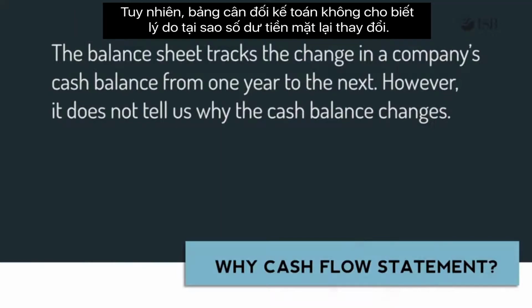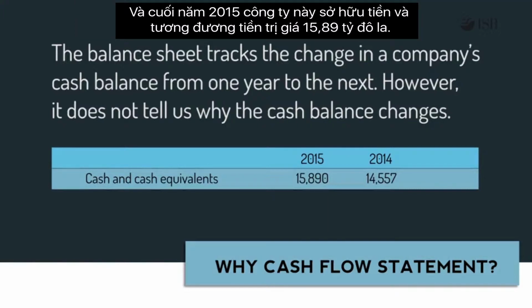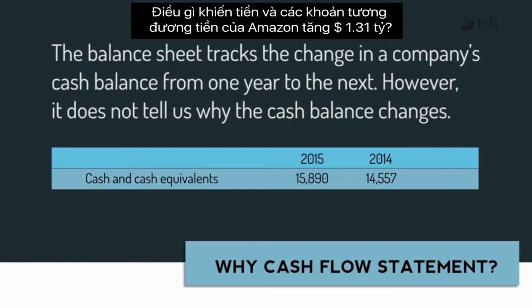However, it does not tell us why the cash balance changes. For example, Amazon had cash and cash equivalents worth $14.58 billion at the end of 2014 and cash and cash equivalents worth $15.89 billion at the end of 2015. What caused the increase of $1.31 billion in Amazon's cash and cash equivalents?